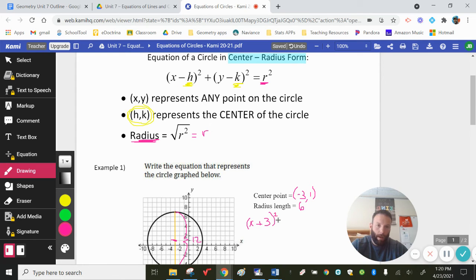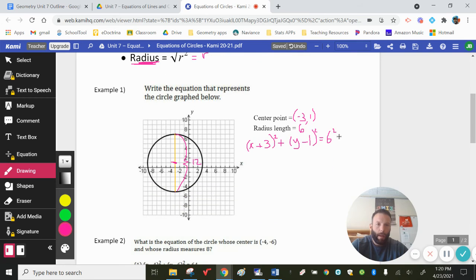That quantity is squared. Then we have a plus sign that separates the x term from the y term. And then that's going to go like this, y, and then I'm going to have a minus y value. The y value is +1, so it's going to be y minus 1, quantity squared, equal to the length of the radius, 6 squared. Now you can write 6 squared, or you can write equals 36. Either one of these two numbers is equivalent, and therefore both of them are correct. So this would be the equation of your circle represented in this graph right here.